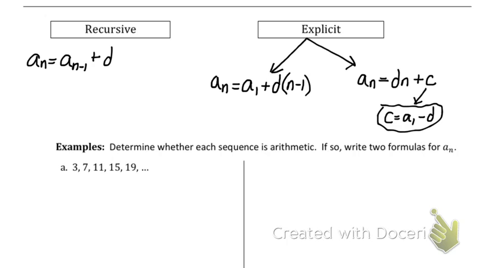All right, most of the time I go straight to this one, and then I simplify if I want to. But either one of these are okay to write as our explicit form. Most of the time I'm going to write this one, because this one's easier to work with. All right, let's go ahead and practice writing both of these.